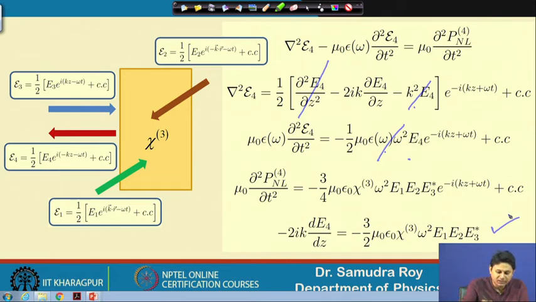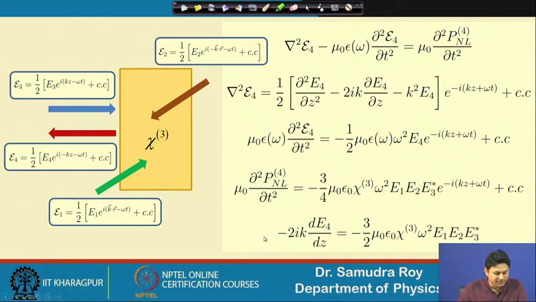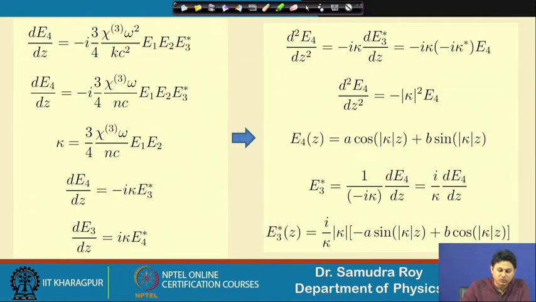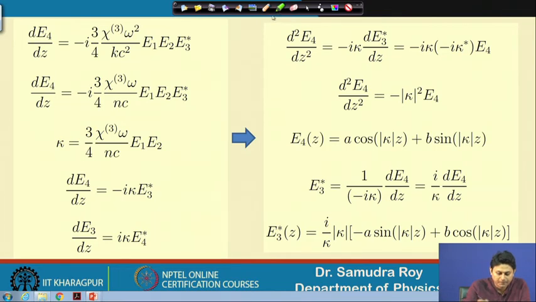So, we can further simplify this equation, and it will be simply like this: dE4 dz is equal to minus i 3 by 4 chi 3 omega square k c square E1 E2 E3 star. So, k again I can make into a more compact, the usual form, chi 3 omega divided by n c, 3 by 4 is the term with a negative i, and E1 E2 E3 star.